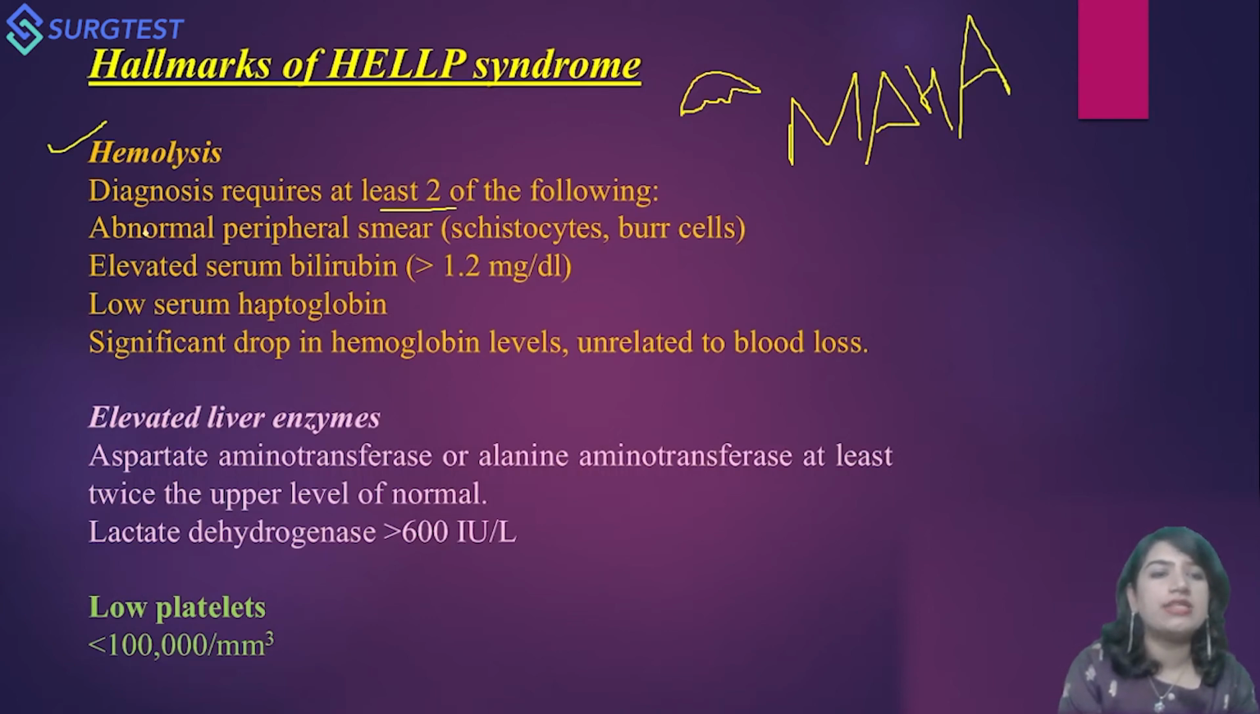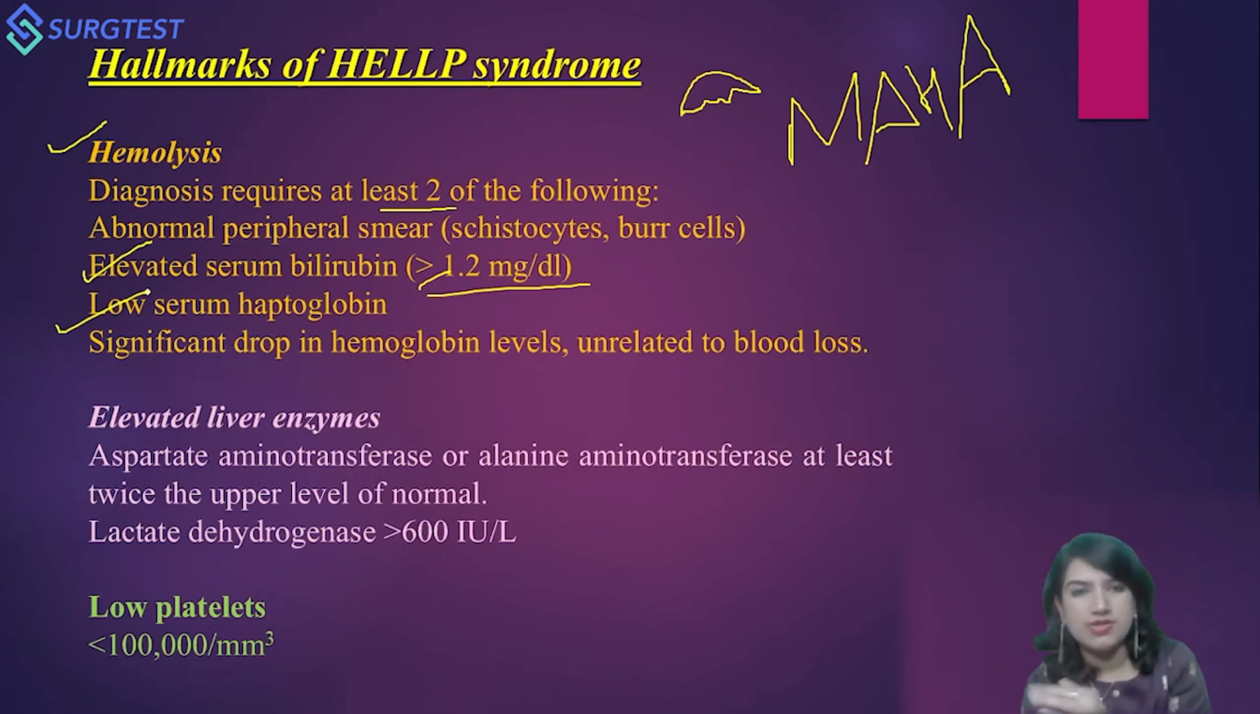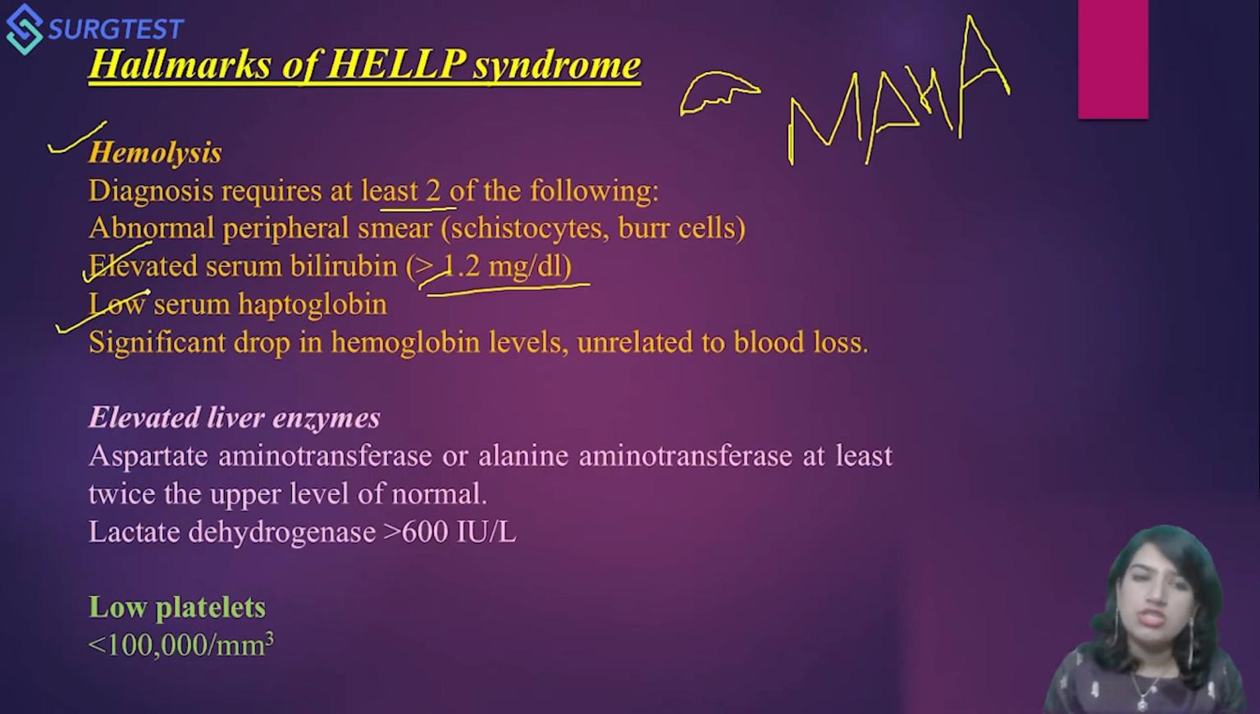Second criterion would be an elevated serum bilirubin, a level equal to or more than 1.2 milligram percent, or a low serum haptoglobin, because lots of free heme is going to be released and the haptoglobin levels are going to be low, or a significant drop in hemoglobin levels which is unrelated to blood loss. That means that there is an ongoing hemolysis, because if there is no blood loss, there must be an ongoing hemolysis which is contributing to the significant drop in hemoglobin levels.